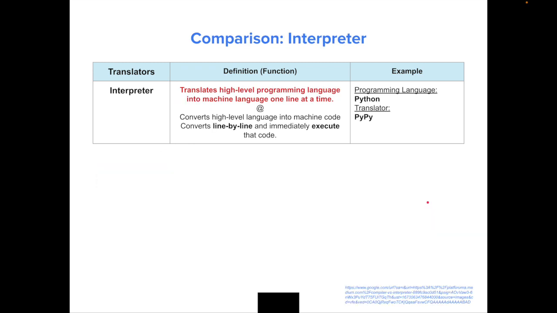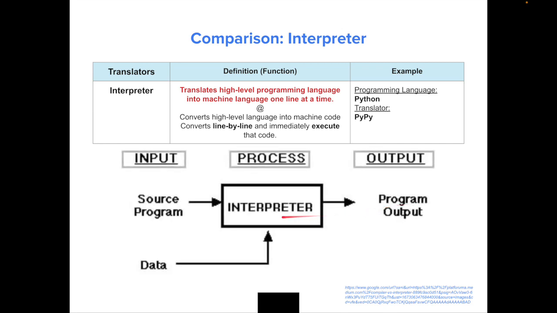On the other side, interpreter. Interpreter ni, dia translate programming language one line at a time. So, maksudnya line by line, daripada atas sampai bawah. Okay. So, dia translate one by one. Ini gambar dia lah. Okay. So, kita ada satu program kita.